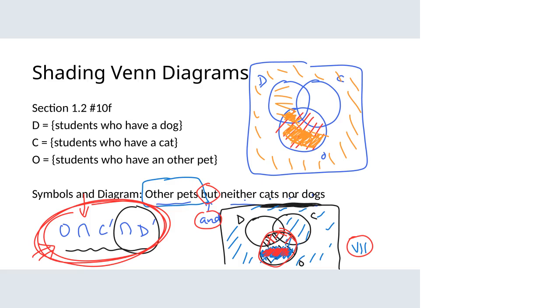But what you're saying, Courtney, is if I wanted to shade a complement, 8's going to be shaded. D complement, C complement, O complement. If I were to shade any one of those by itself, region 8 will be shaded. So yes, just be careful that it might not be a part of your final answer.